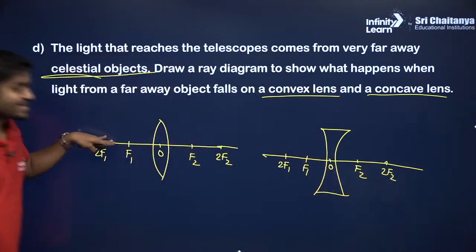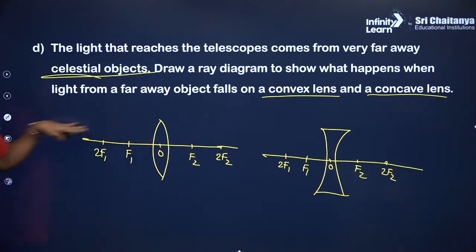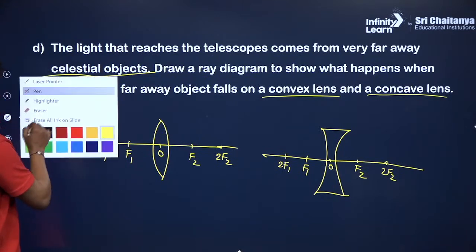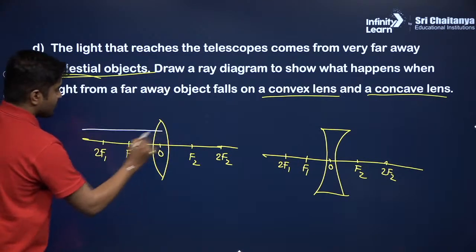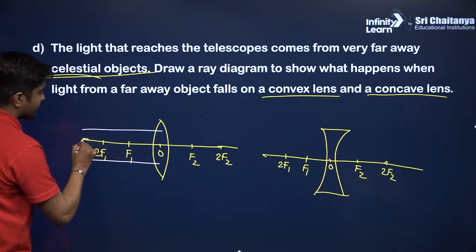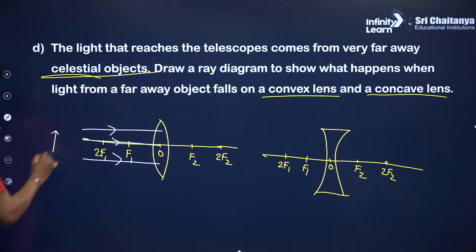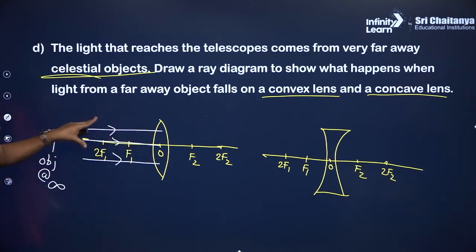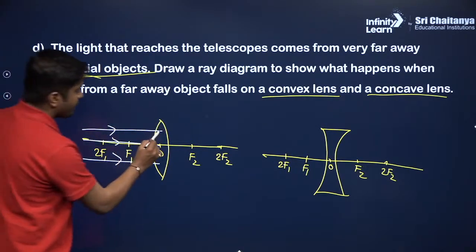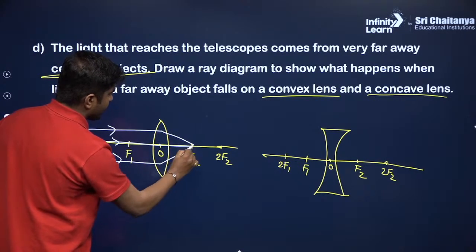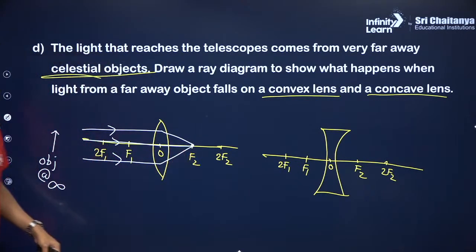So now the convex lens is also called a converging lens. Let's just draw first the incident rays. Let's suppose these are the incident rays which are coming from the object at infinity, right? These are the incident rays. This is called a converging lens. So what will happen? The image will form at F2, right?